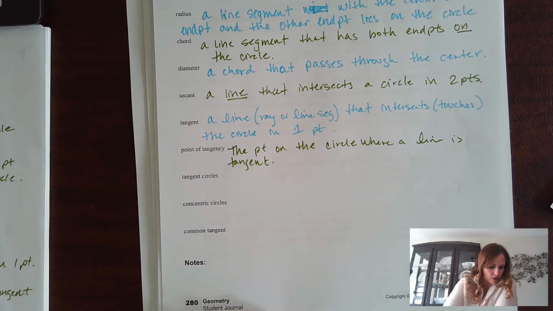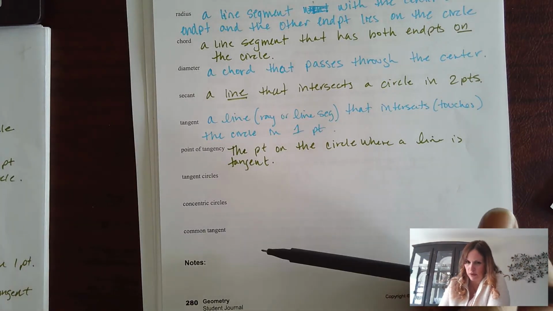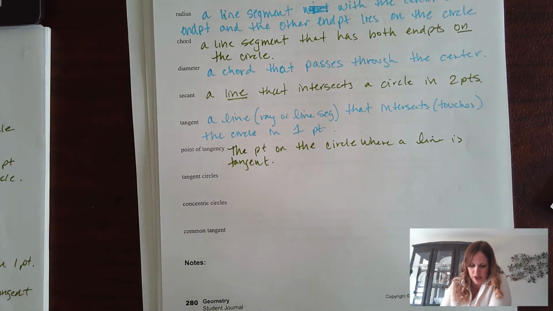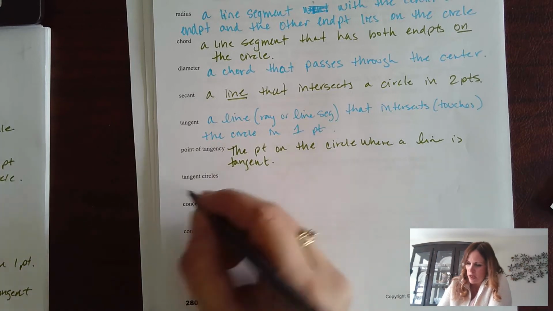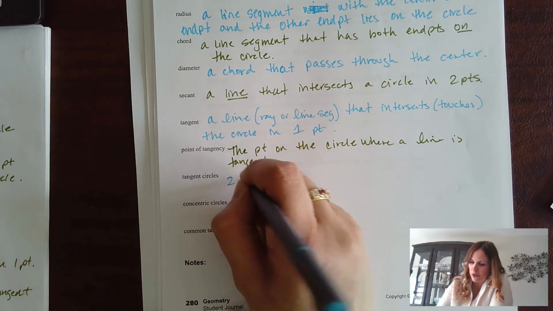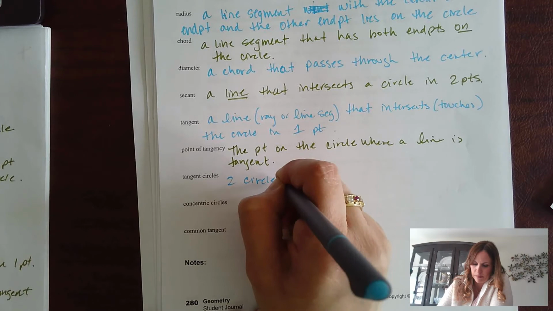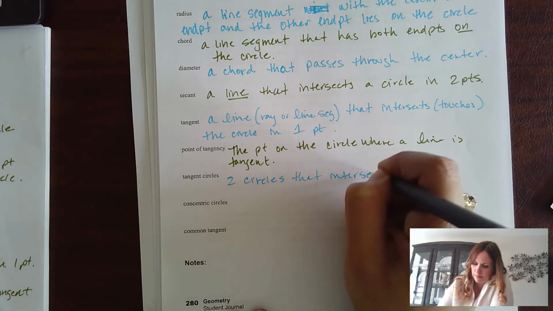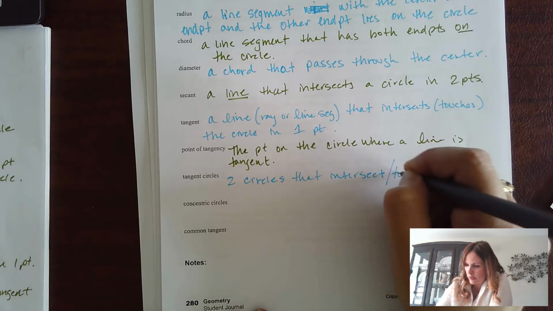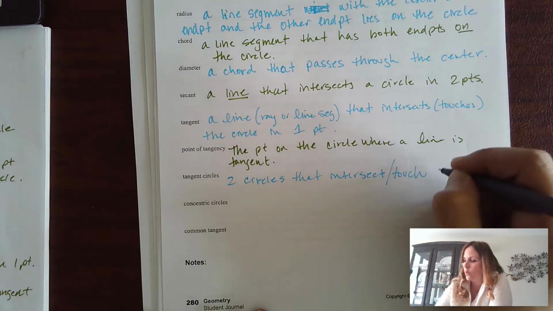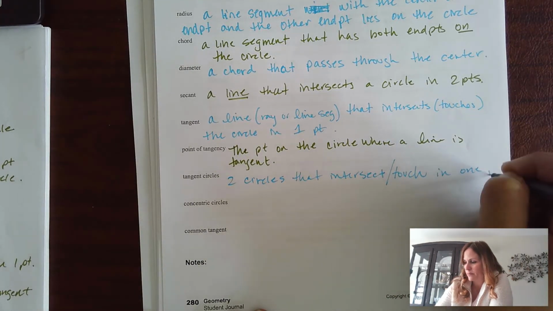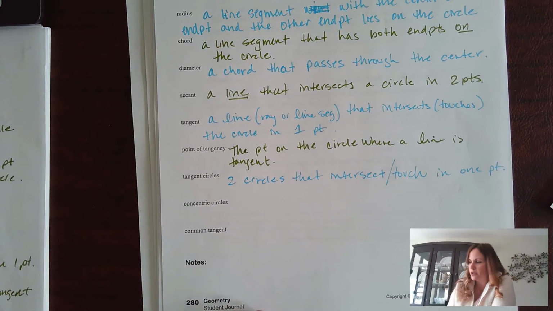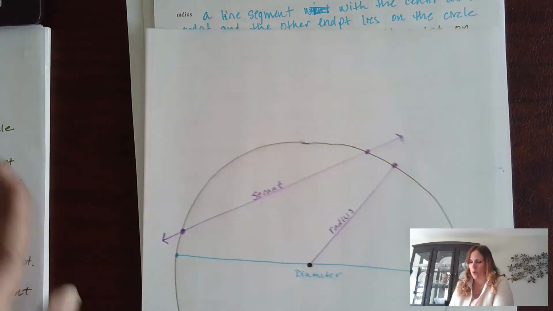All right, so now we get into the whole kind of conversation about like tangent circles, concentric circles, and common tangents. A lot of different definitions that kind of involve tangent. So tangent circles are two circles that intersect or touch, I'll use that word as well, in one point. So two circles that intersect or touch in one point.